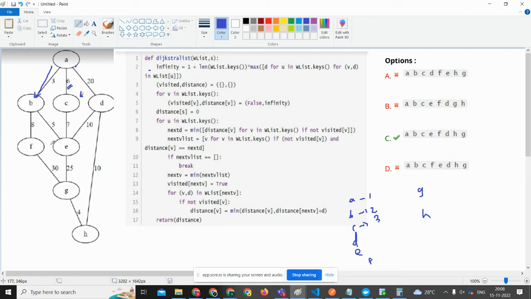Sorry to interrupt, Shrivnay. Even I'm not getting it. After visiting B, we will look for B to E, which is minimum, right? But why are we going to A to C? What algorithm is this? The extra Dijkstra.